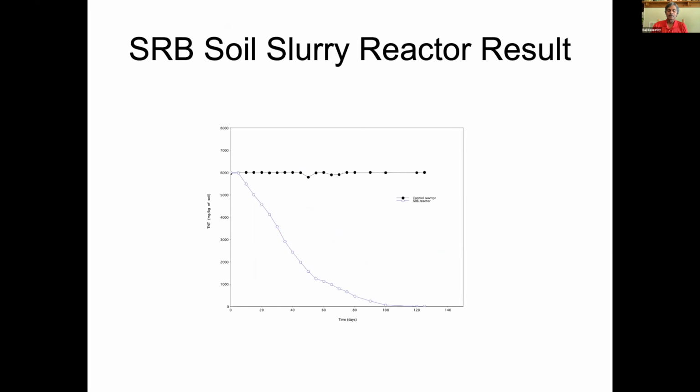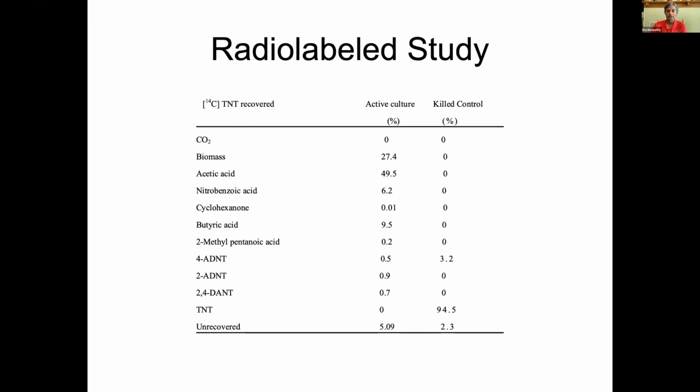Just to show that we expanded this into a bigger reactor, it did the same story. TNT went down in sole carbon source. It took a long time in anaerobic condition. And we did the radiolabel study, and this is just a summary of what happened to the TNT. You can see under anaerobic condition, we did not mineralize to carbon dioxide. Most of the TNT is converted to acetic acid.